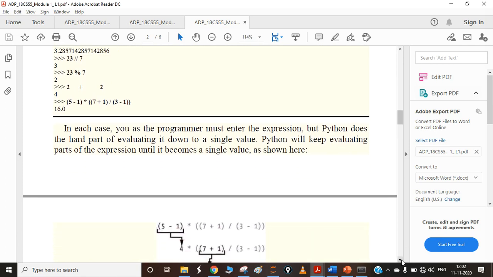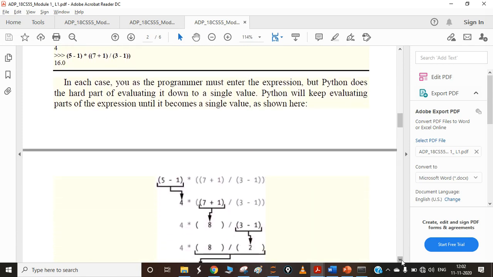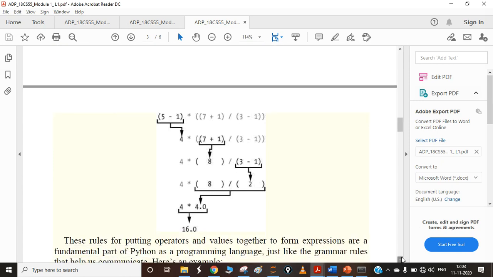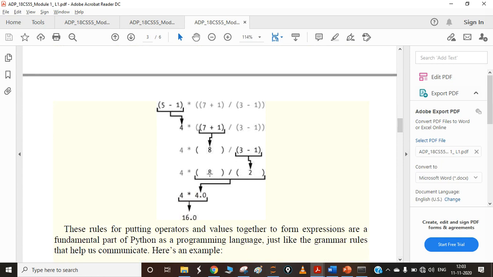Whenever we have parenthesis, they will evaluate from left to right. So here the first expression is going to evaluate 5 minus 1, it becomes 4. After that, inside this parenthesis, 7 plus 1 becomes 8. Next 3 minus 1 becomes 2. Now this is going to evaluate first. So 8 divided by 2, we are going to get 4.0.